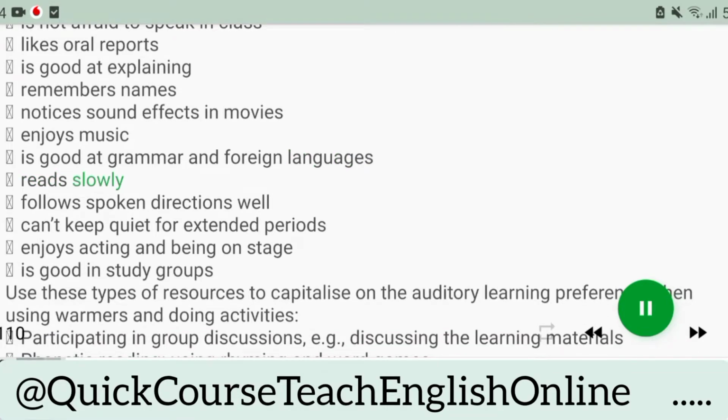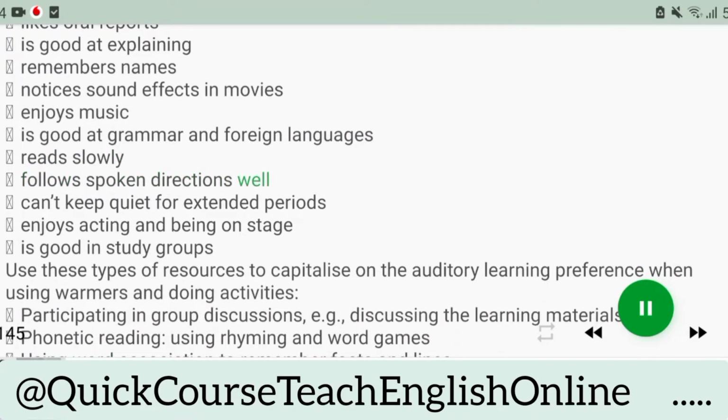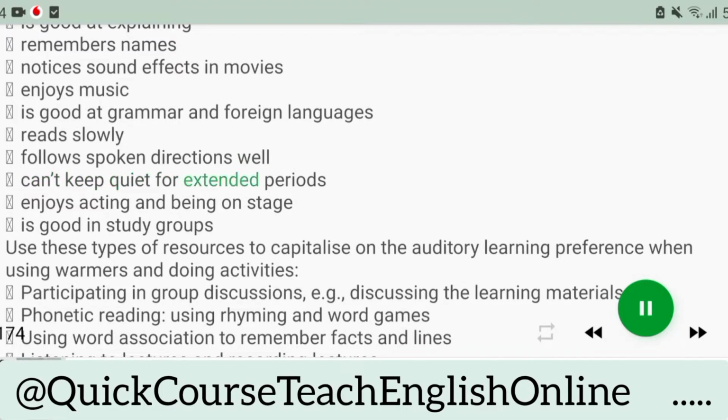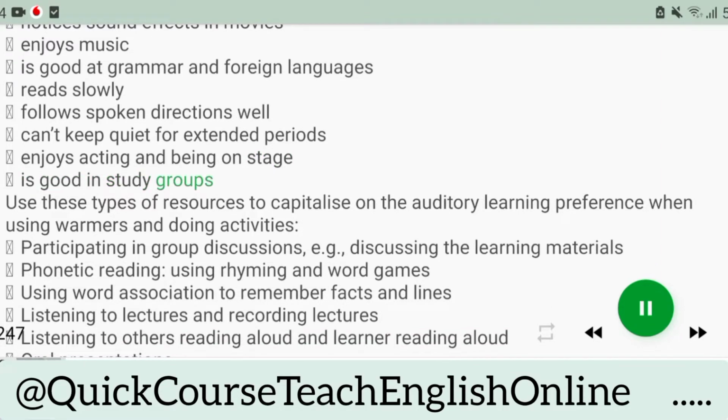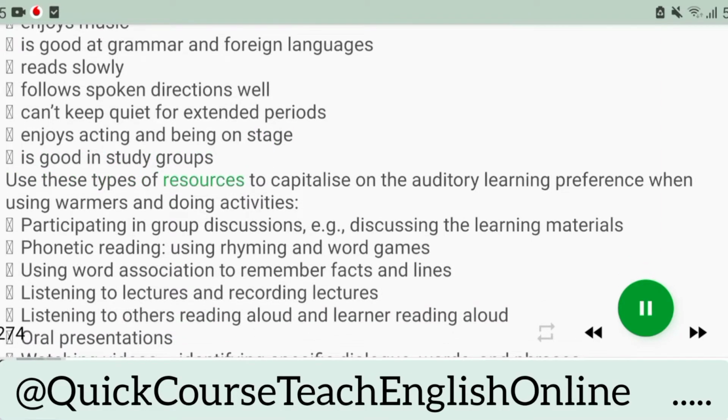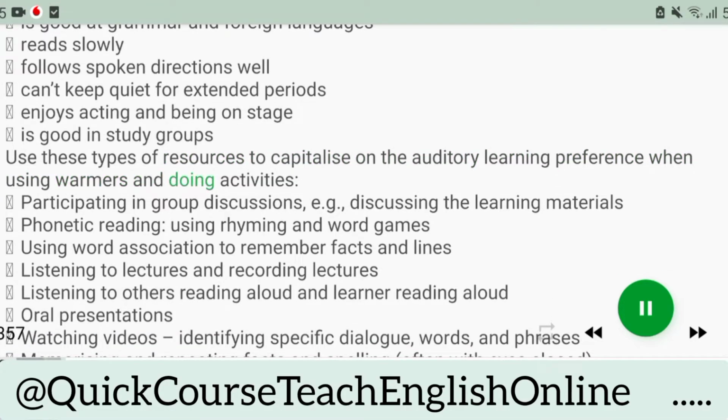Reads slowly. Follows spoken directions well. Can't keep quiet for extended periods. Enjoys acting and being on stage. Is good in study groups. Use these types of resources to capitalize on the auditory learning preference when using warmers and doing activities.